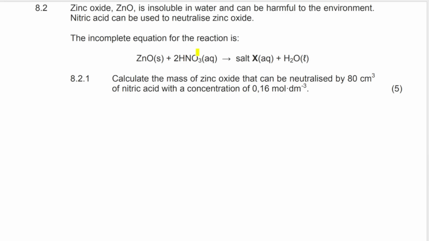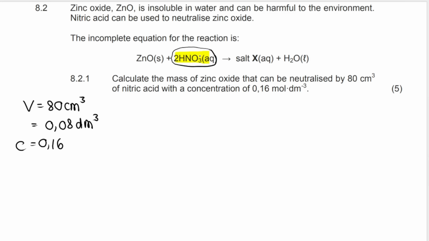They give me information about this over here, nitric acid. They give me the volume, which is 80 centimeters cubed. As we said, we need to convert that to cubic decimeters, divide by 1,000, 0,08 cubic decimeters. And they give me the concentration, 0,16. We know that we have information about this one, but I need to work out the mass of this one. So you do normal stoichiometry.